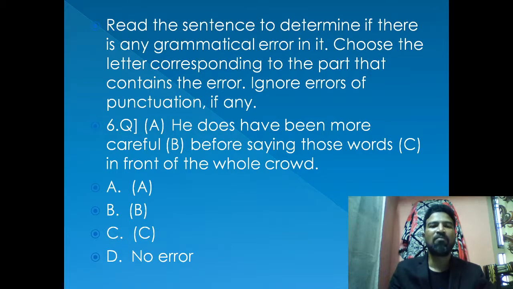He does have been more careful before saying those words in front of the whole crowd. Try to spot the error. Well, the error is in part A. "He does have been more careful." No, it's a wrong statement. He should have been more careful, or he would have been more careful, or he might have been more careful. Such statements sound much better grammatically than "he does have been," because "does" does not fit into that particular frame of the sentence. So the error is in part A of the sentence.